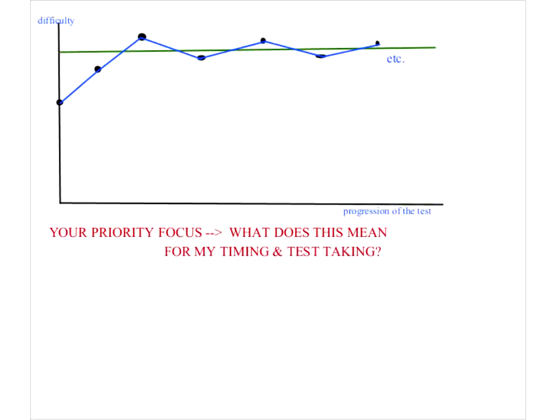Let's talk about what this means. In particular, let's talk about this as it contrasts with paper tests, because I'm sure all of you at some point have taken a paper test. If you were going to graph, that blue line corresponds to an adaptive test.